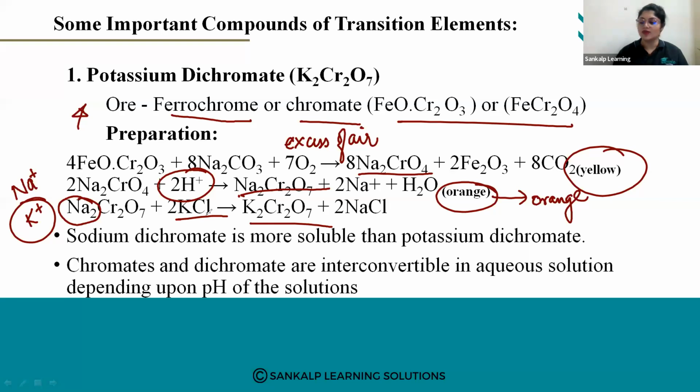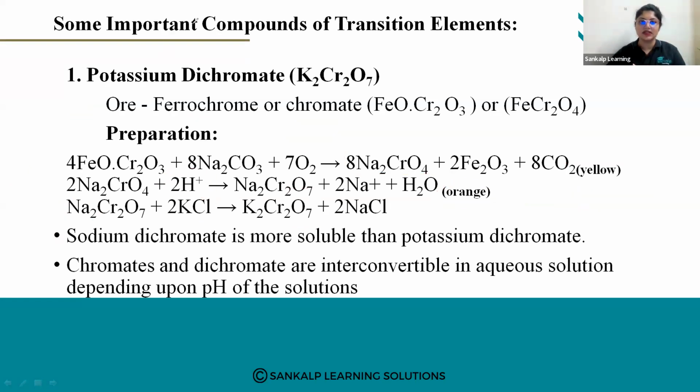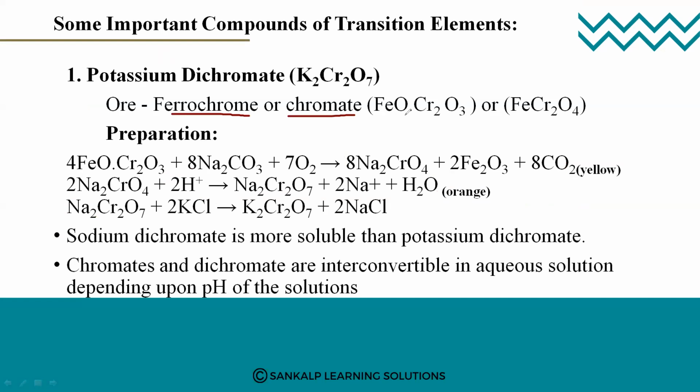So these are some of the properties and preparation of potassium dichromate. So remember these 3 steps. What all you need to remember? Remember which is the ore, what is the formula, ferrochrome or chromate. Ferrochrome is FeO·Cr2O3, or chromite is FeCr2O4.